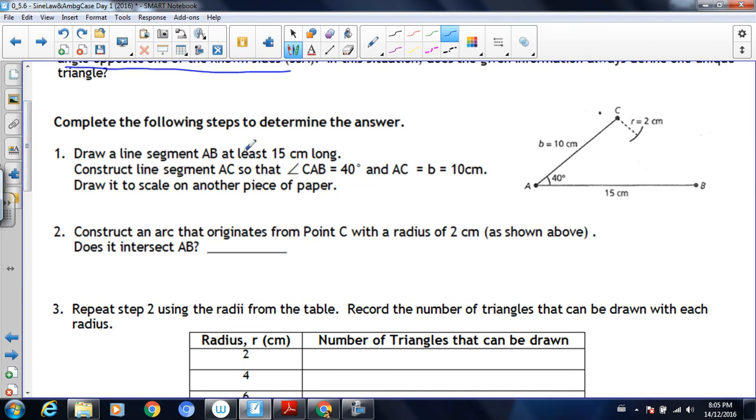Draw a line segment AB that is 15 centimeters long. We're going to do this. Construct a line segment AC so that angle CAB is 40 degrees, so this is 40 degrees. And side b, since this is angle B, opposite must be side b, is 10 centimeters. Draw it to scale on another piece of paper. So we're actually going to do that.